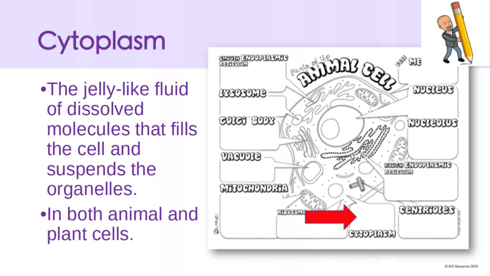All right, the next one is the cytoplasm, and the cytoplasm is the jelly-like fluid that all these organelles are sitting in. It fills the cell. It's what the organelles kind of float around in. It is definitely in both, but it's basically all that empty space you're seeing in the cell that doesn't really have a shape to it. It's just all that background is the cytoplasm.